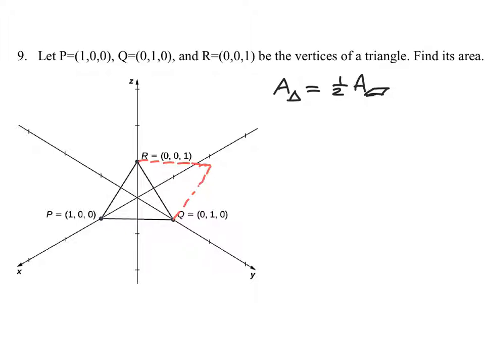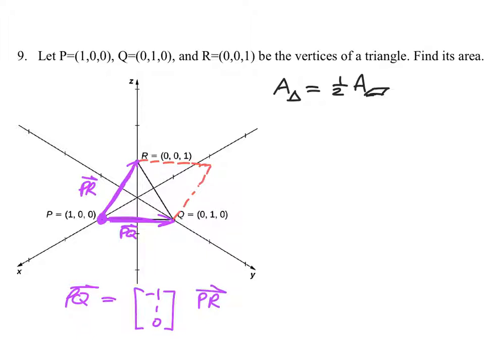All right, so what I need are some vectors. So I got to decide where I'm going to pin this. I'll pin it at P. So I'm going to get vector P to Q and vector P to R. So negative 1, 1, 0. And negative 1, 0, 1.